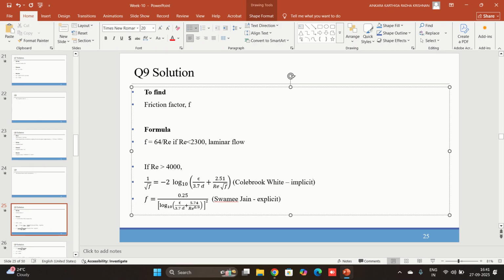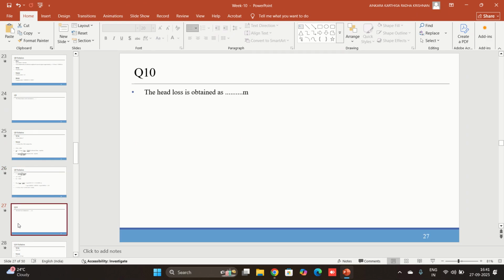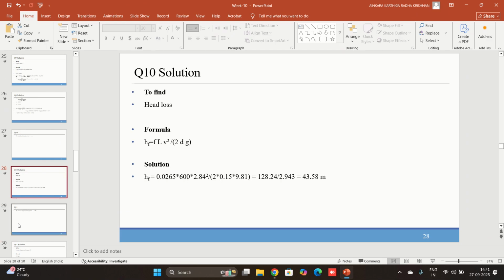After finding friction factor, what did we do? We calculated the head loss. So head loss is obtained as f L V square by 2 d g, where f is the friction factor calculated in the previous problem, L is the pipe length, V is the velocity which we calculated, and d is the diameter of the pipe.